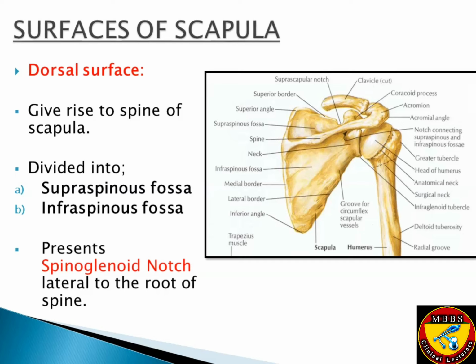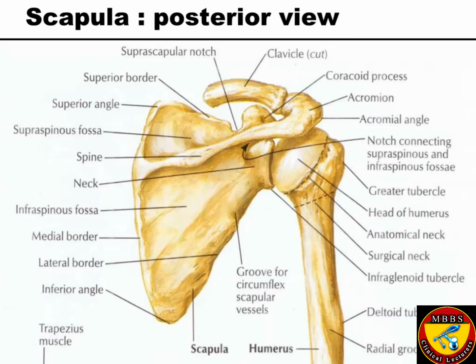So you can look into the figure. This is the spinous process. It is labeled over here. This is the spinous process of the scapula. Okay. Now you can see it's written over here: the notch connecting the supraspinous and the infraspinous fossa. This notch is lateral to the root of the spine and it is also called the spinoglenoid notch. It is present between the spine and the glenoid cavity, so it is also called the spinoglenoid notch.